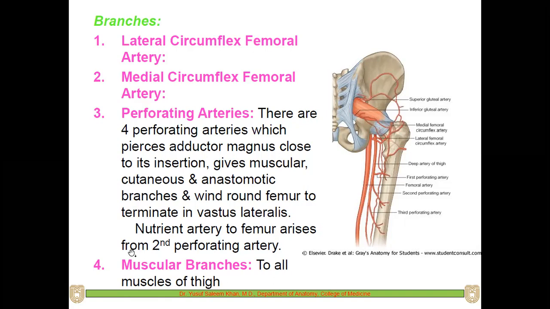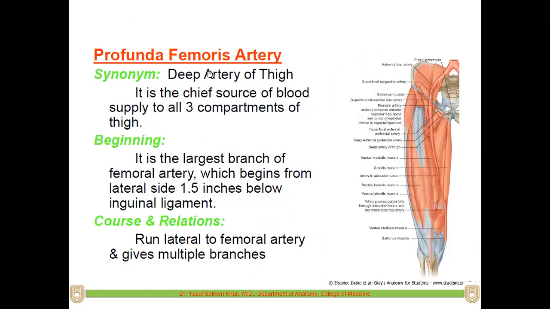Okay. Then it will also be giving multiple muscular branches. All the muscles will be covered here, and all the muscles are supplied by this artery. That is the profunda femoris artery or the deep artery of the thigh. So these are the important branches. One is the lateral circumflex, as you can see here, lateral and medial circumflex near the neck of the femur. Then we have these four perforating branches, 1, 2, 3, as well as the fourth here. Then the second will give the nutrient artery to the bone of the femur. Then it will be giving multiple muscular branches. So these are the branches from the profunda femoris artery.